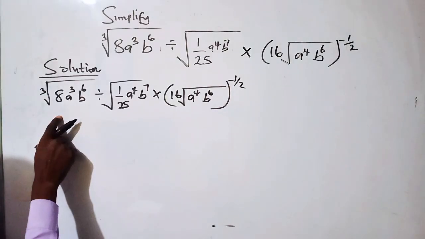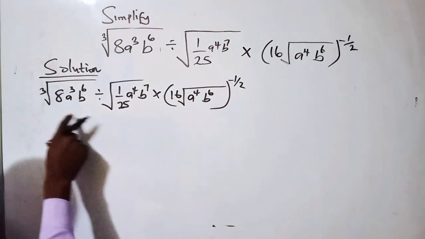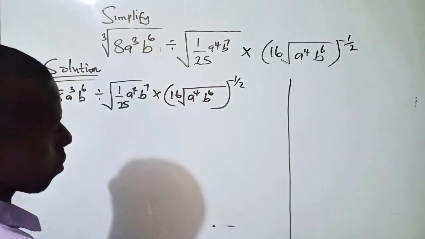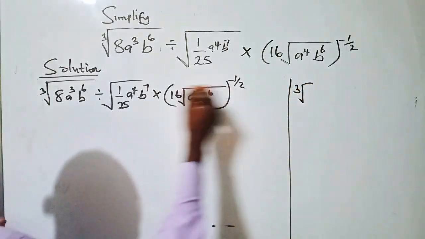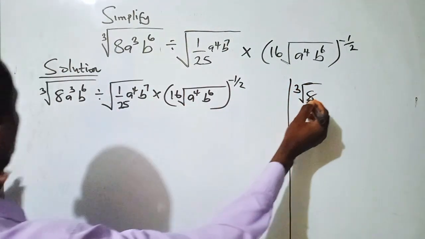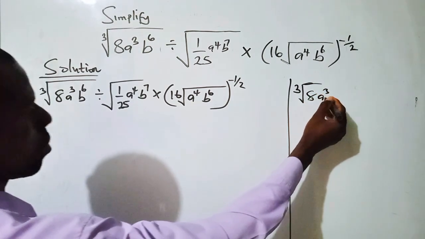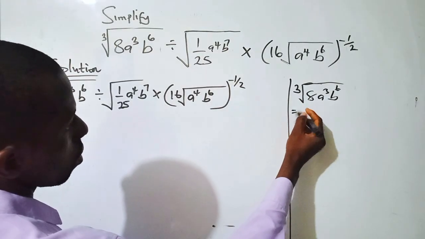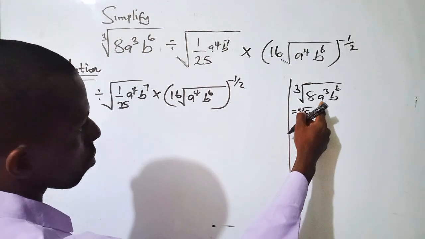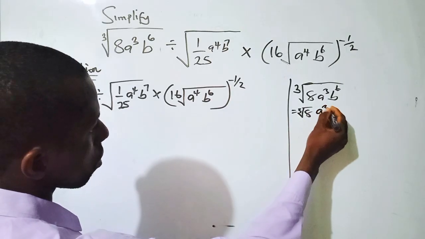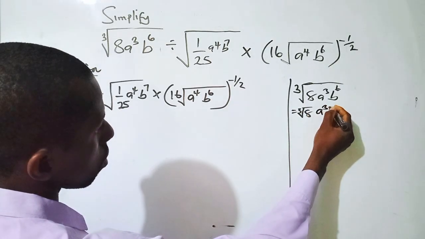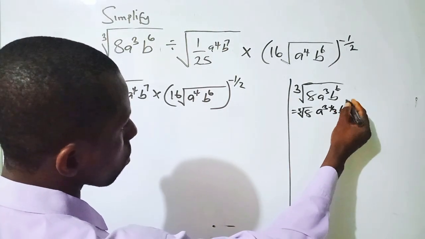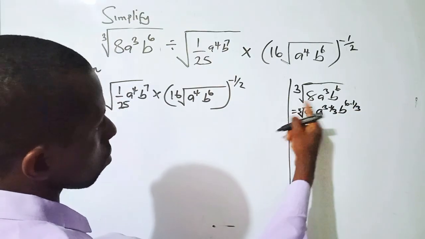So let us simplify each part of the expression. Okay, so for the cube root, let's have this place as our workings. So for the cube root of 8a raised to power 3 b raised to power 6, instead of saying the cube root, we can have this as a raised to power 3 times 1 over 3, which is the same as the cube root. So we have this as b raised to power 6 times 1 over 3. So we can express this as this.